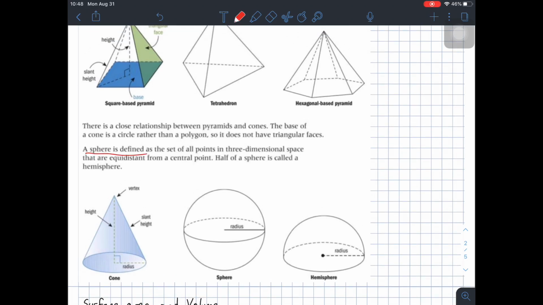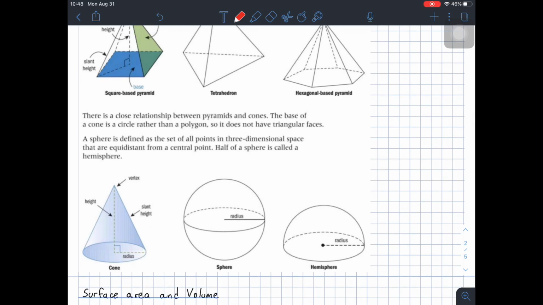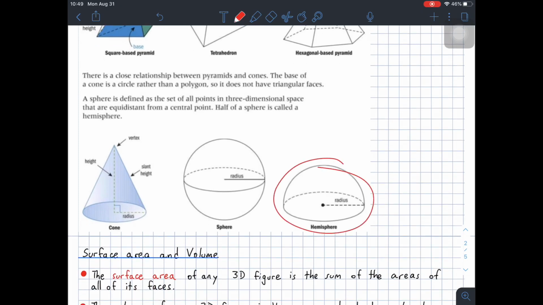Then it says, a sphere is defined as the set of all points in three-dimensional space that are equidistant. Equidistant means same distance from a central point. Half of a sphere is called a hemisphere. This is very important for you to remember. So here you have the hemisphere.